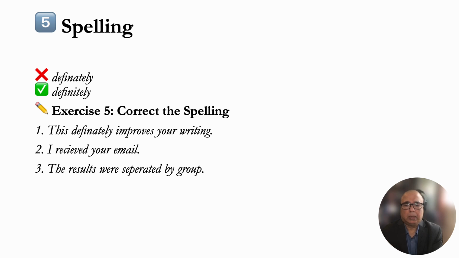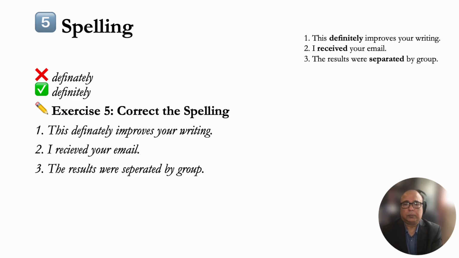Spelling. Now, spelling could be serious, right? Because form and from are spelled differently. F-O-R-M, form, and F-R-O-M, from. These are 2 completely different words. Correct the spelling errors in these sentences. This definitely improves your writing. D-E-F-I-N-I-T-E-L-Y. Received and separated. So when you write an essay for your professor, be sure to spell the words correctly.